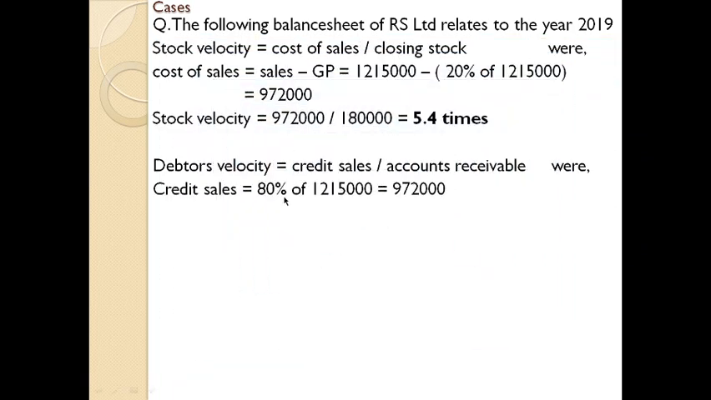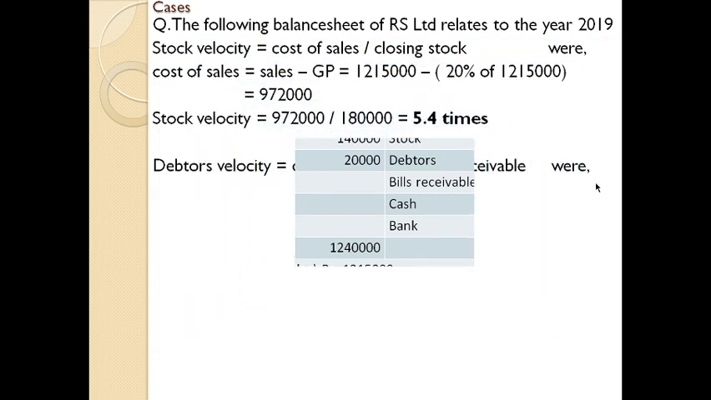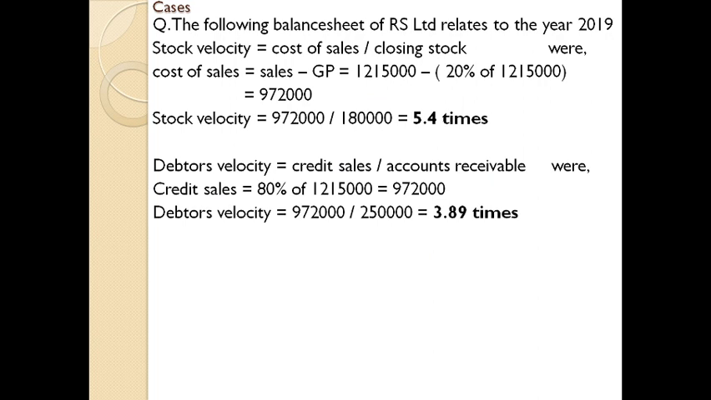So credit sales is 80% of 12,15,000. You will get 9,72,000, and debtors velocity is 9,72,000 divided by 2,50,000. I hope you understood how we got 2,50,000. 2 lakhs debtors, bills receivable 50,000. So just add both numbers, you will get 2,50,000. Then finally you will get 3.89 times.